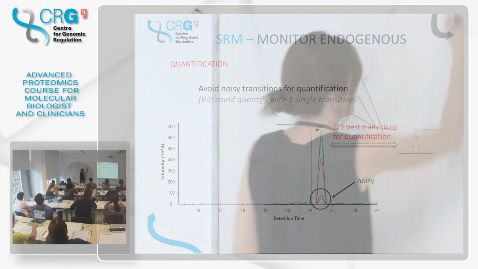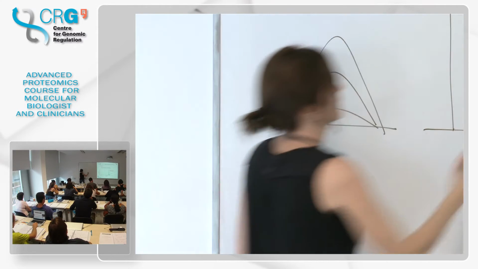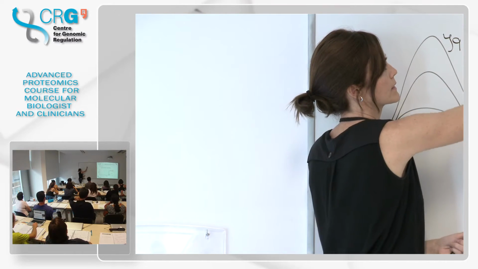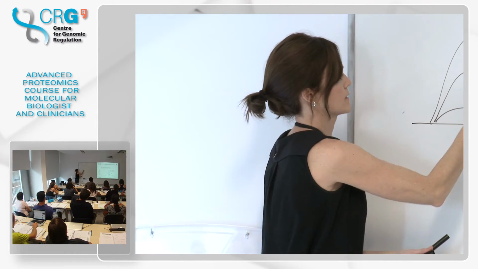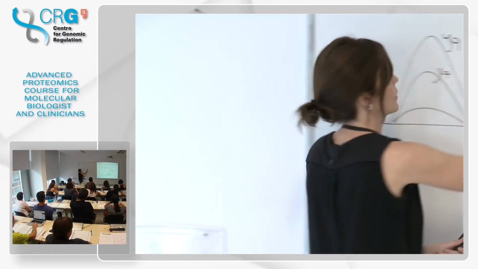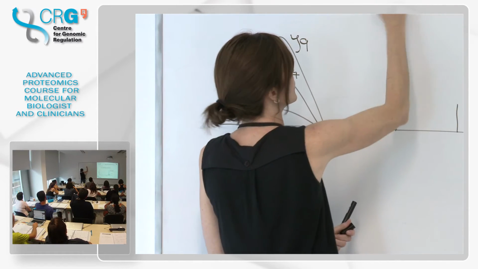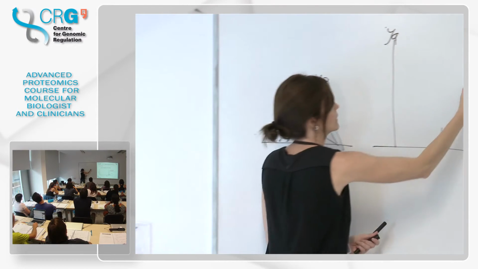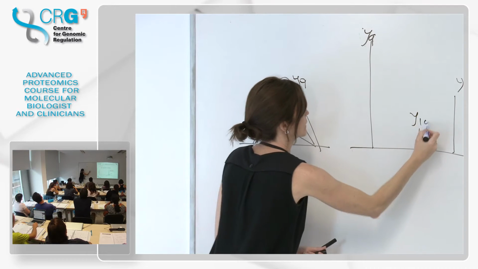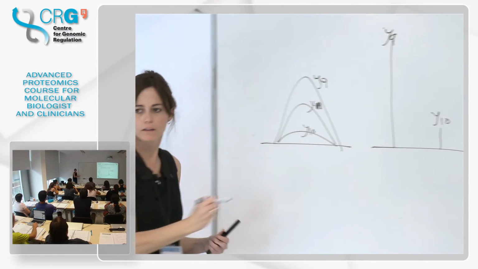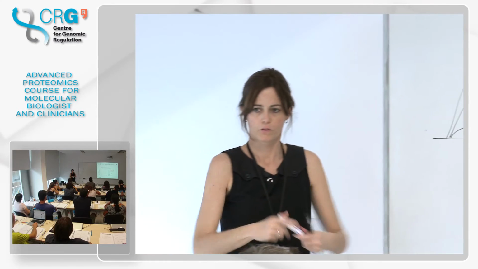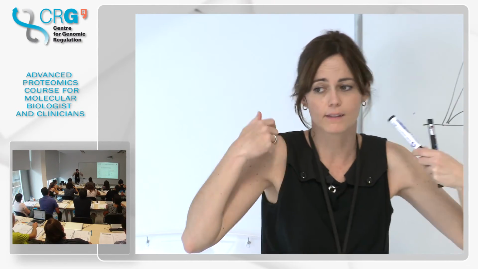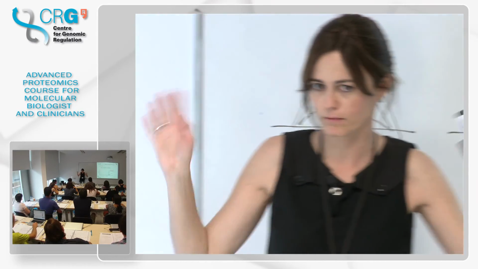Okay, this is equivalent to this. If this is the Y9, and this is the Y9, and this is the Y7, well, sorry. Well, no, it's okay, Y9, this is the Y11, and this is the Y10. So the transitions, or each fragment ion, has its own intensity depending on the peptide.